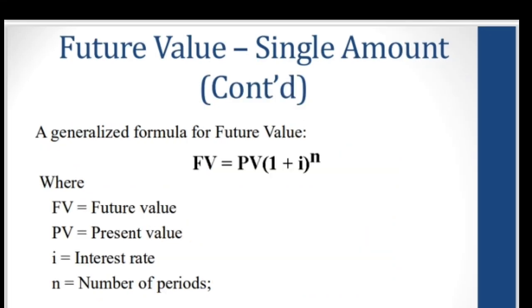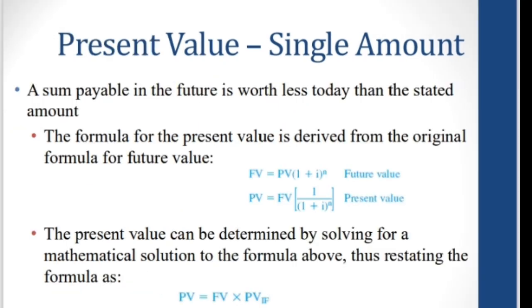The generalized formula for future value is: future value equals present value times (1 plus I) to the power n, where FV is equal to future value, PV is equal to present value, I is equal to interest rate, and n is equal to number of periods.